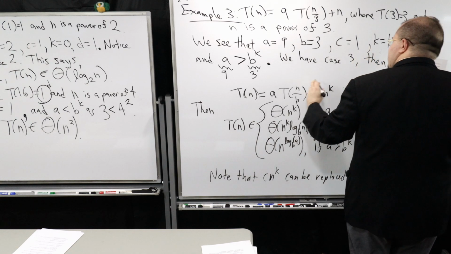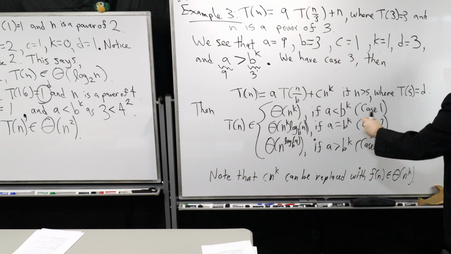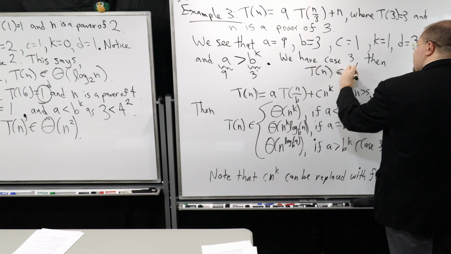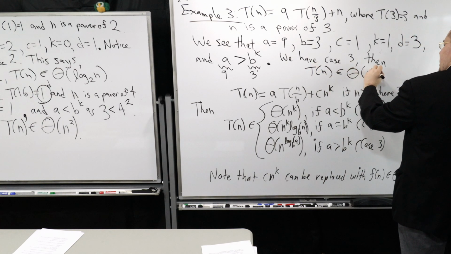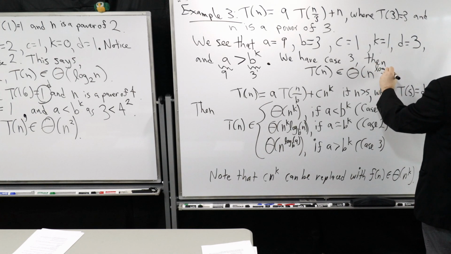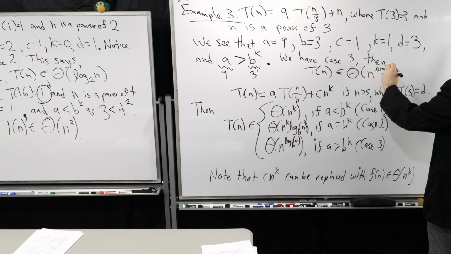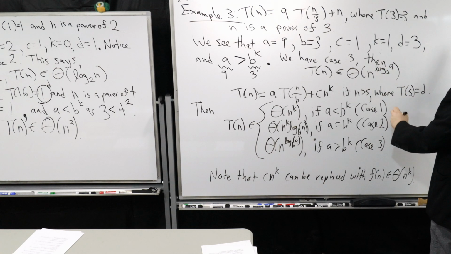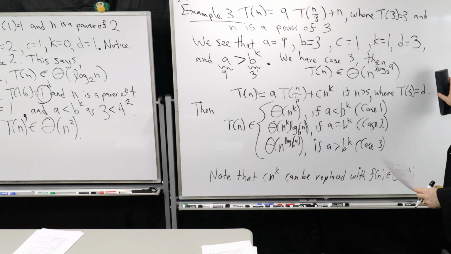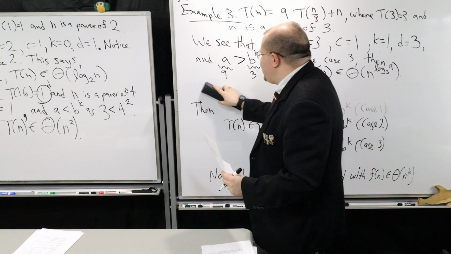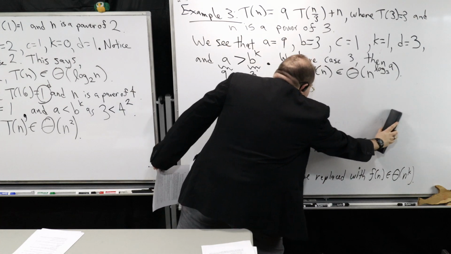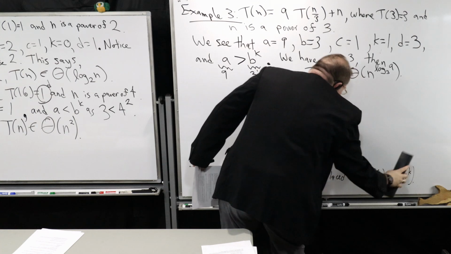Then I'm just gonna spell out what it says right here. Then T is big theta of n to the power of log base B of A, but B is 3 here, and A is 9. And I'm just gonna put my conclusion in. So can somebody tell me what log base 3 of 9 is?